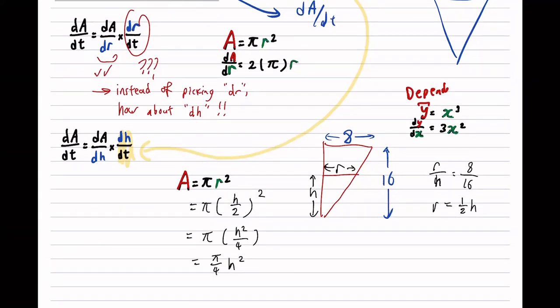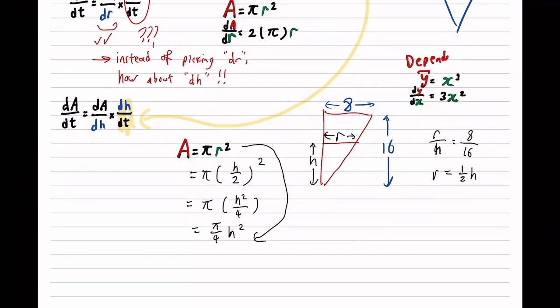Why do I want to do that? Because now that I have converted it from the r world into the h world, let me write this down. Convert. You like time travel, you take an aeroplane from the r world into the h world. We are able to find dA by dh. How to find dA by dh?